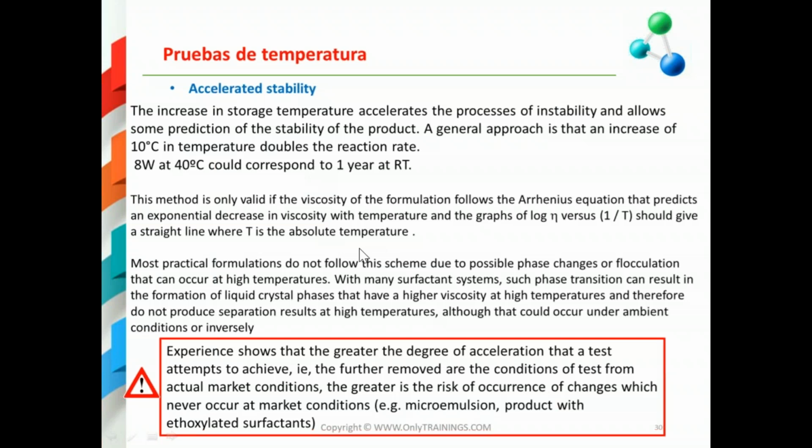So if you plot the graph of the logarithm of the viscosity versus the inverse of the temperature, you should observe a straight line. And the problem is that most of the time you will not observe a straight line. Why? Because to formulate your emulsion products, normally you have to use surfactants, and surfactants are very good at adsorbing at the interface between the oil and the water, but they also form some kind of aggregates in solution. Okay, so normally surfactants in solution form some liquid crystalline phases, and also some other phases such as microemulsions. And these phases are very dependent on the temperature. So that's why most of the time you will not follow an Arrhenius equation.